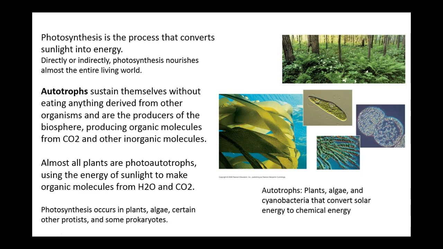And so autotrophs don't eat anything derived from other organisms. They're producers. So we think of autotrophs as the producers, and they create organic molecules out of inorganic molecules. So CO2, carbon dioxide, even though it has a carbon in it, is still considered an inorganic molecule. But the plant takes in sunlight, also CO2, and can convert that to sugar.